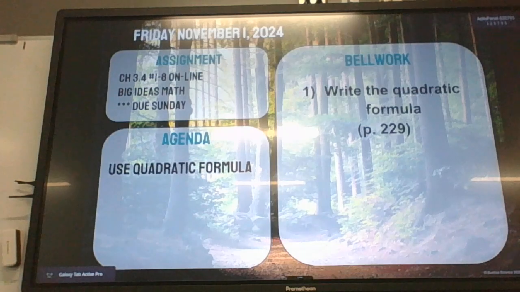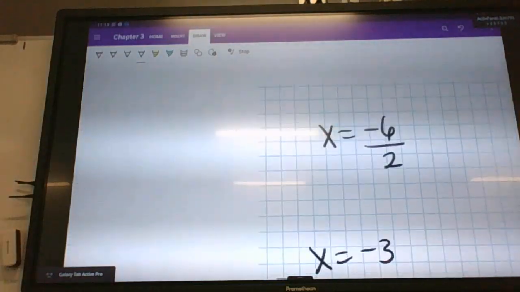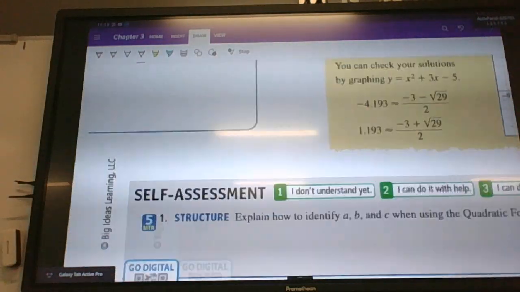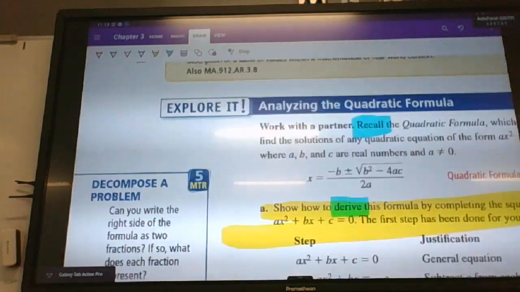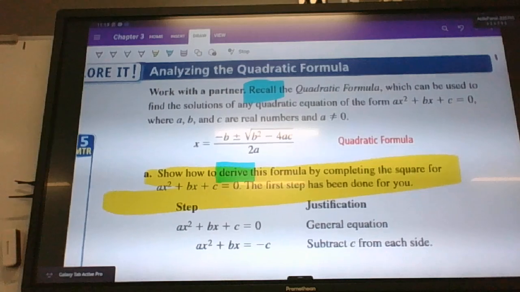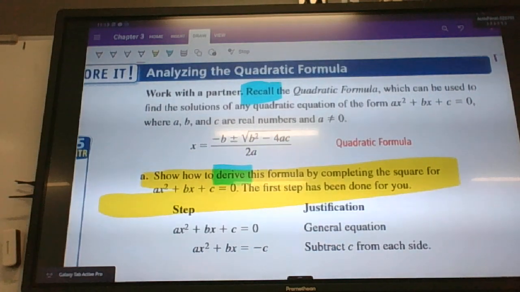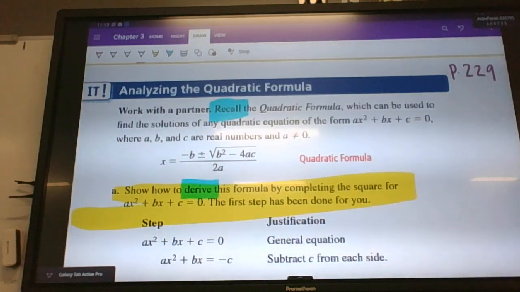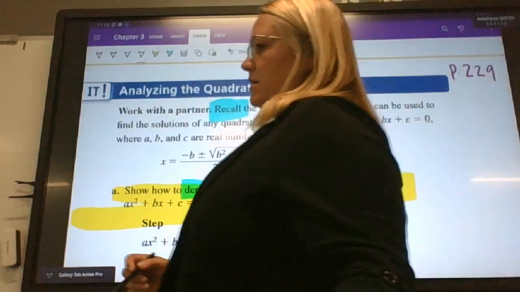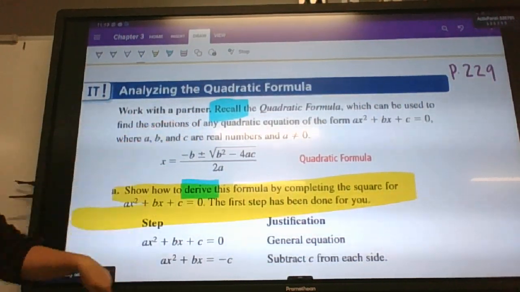I'm going to head to page 229 and look at the formula right now. Everybody's good. And here it is. I'm pretty sure I showed this yesterday, right? Fifth period, I pulled this up yesterday. Maybe I didn't. Okay, so this is page 229, and this is the quadratic formula. It's interesting how it says, recall the quadratic formula.